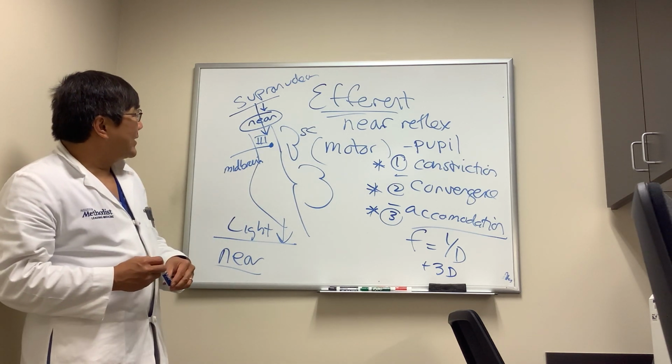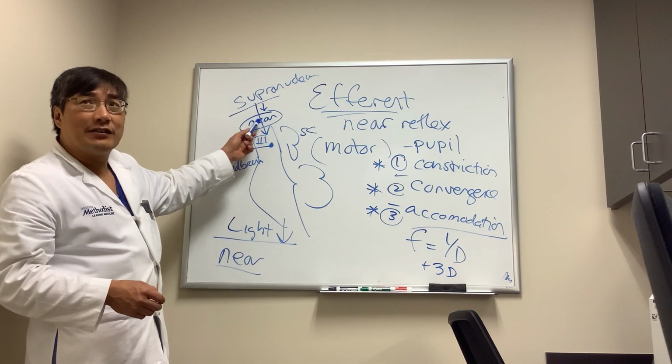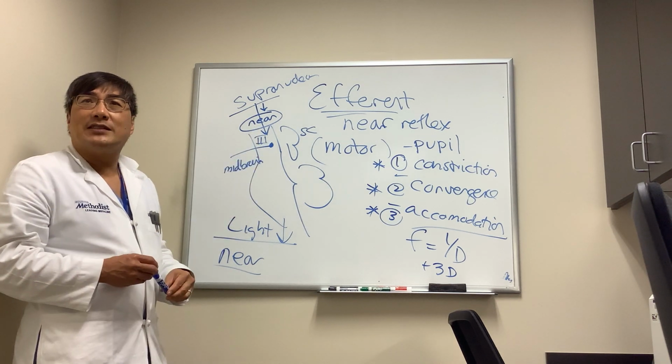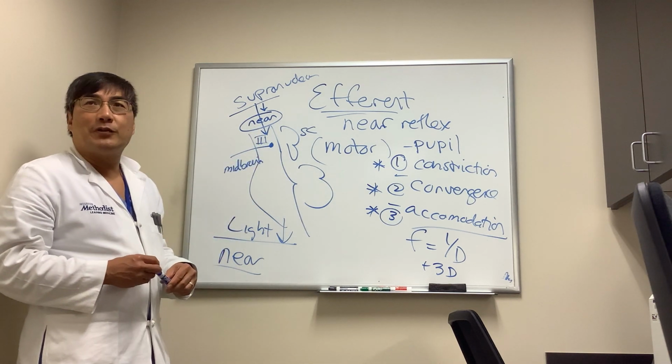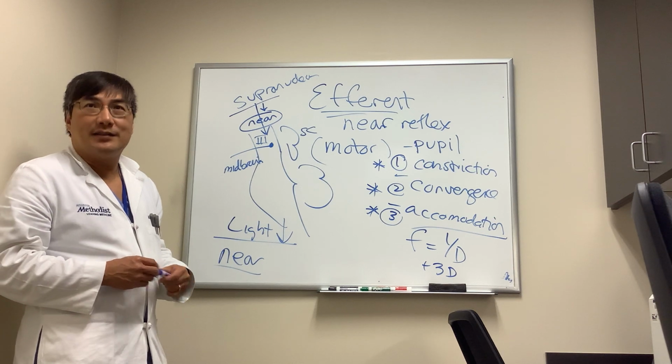So the near pathway and the near reflex, supranuclear, at or about the thalamo-mesencephalic junction, useful for pupillary constriction, convergence, and accommodation at near.